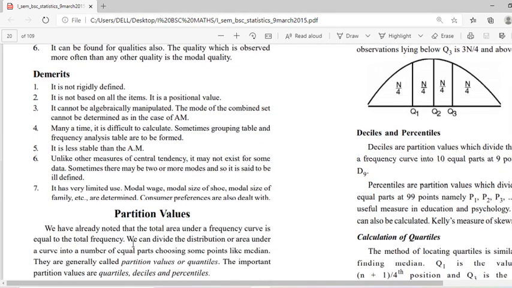The disadvantages or demerits are, it is not rigidly defined. It is not based on all the items. It is a positional value. It cannot be algebraically manipulated. As in the case of median, if we have two sets of observations and we have two modes, we cannot combine those modes to get the mode of the combined data. So the mode of the combined set cannot be determined, whereas it is possible for arithmetic mean.